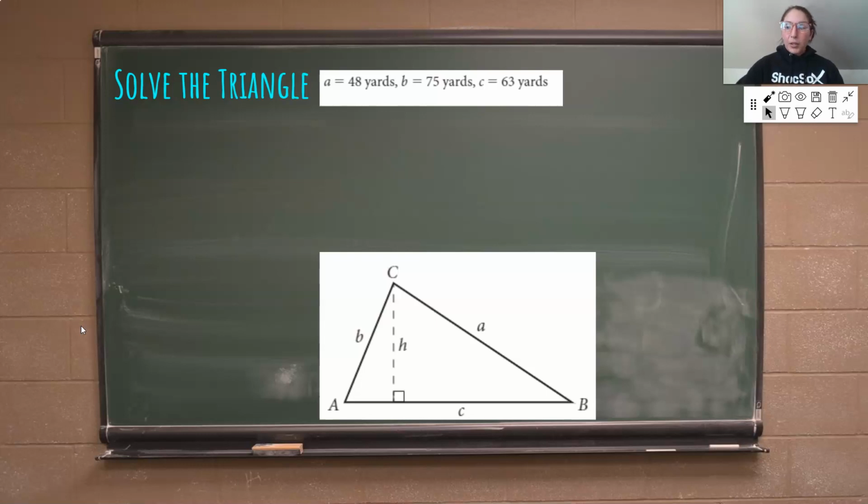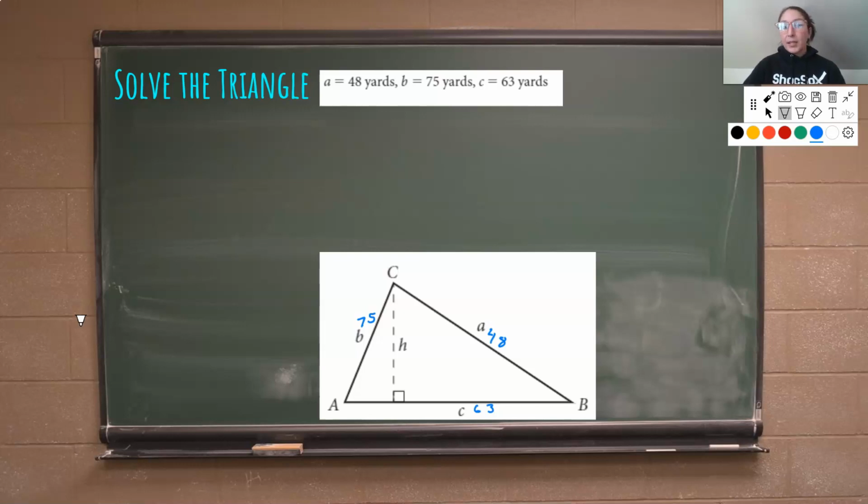So now solve this triangle. And what are we given here? We're given little a, 48. We're given little b, that's 75. We're given little c, that's 63. Okay, so we're given all of our sides.